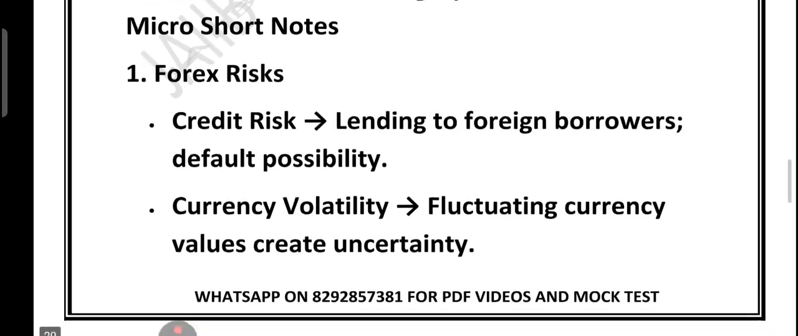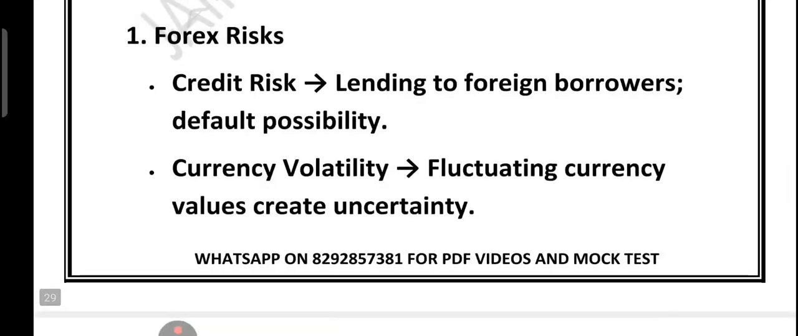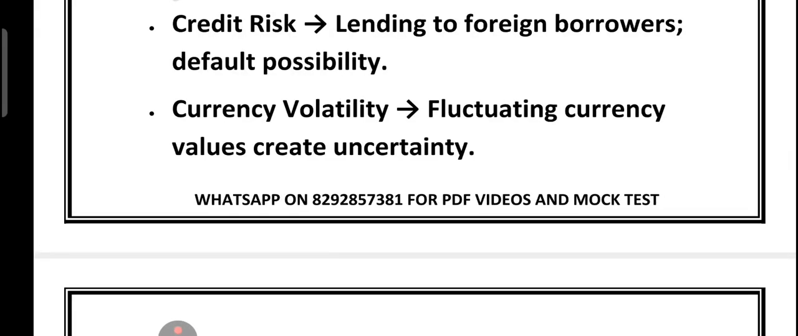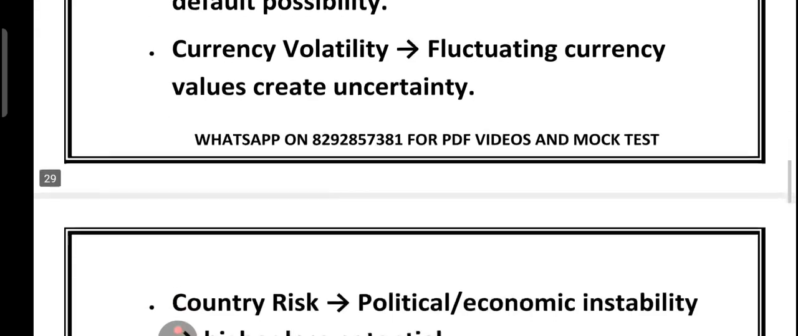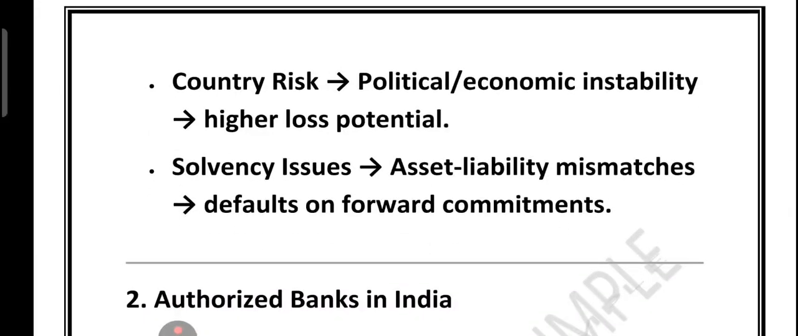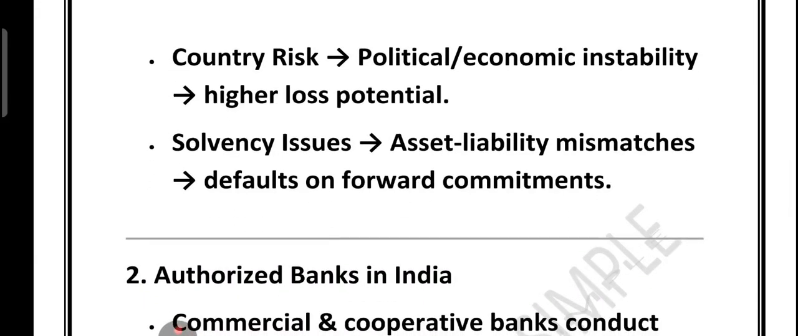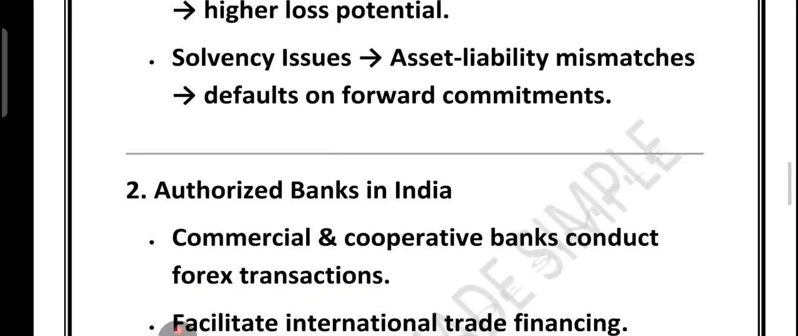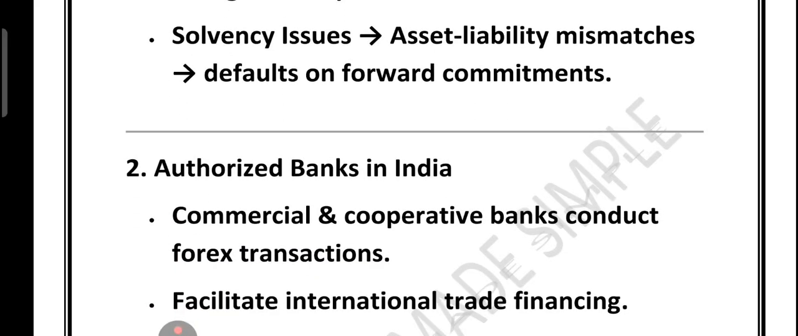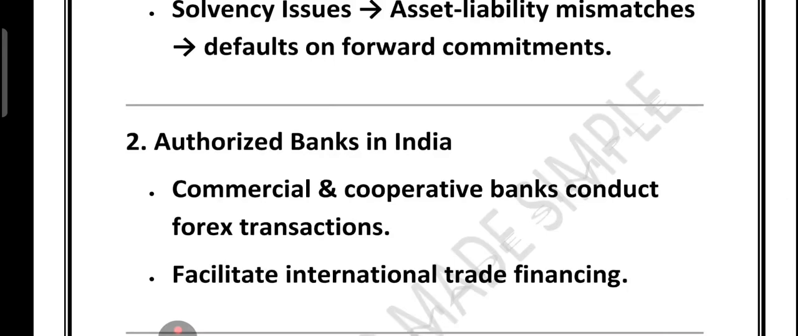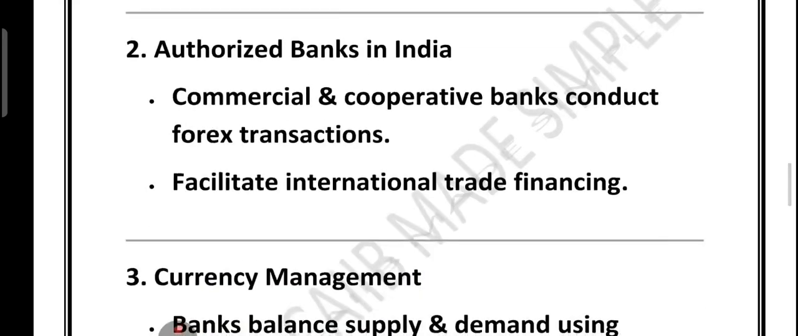Now, what kind of risk are there? You can see forex risk, which includes credit risk. Credit risk means the possibility that the foreign borrower may not repay the loan. Then the second risk we have is the currency volatility, which means exchange rate fluctuate constantly. It will obviously create uncertainty. Then we have the country risk. Country risk means what? Political or economic instability in a country. It can increase the loss. Then we have the solvency issue. This is like a mismatch between the assets and liability. This can cause default.